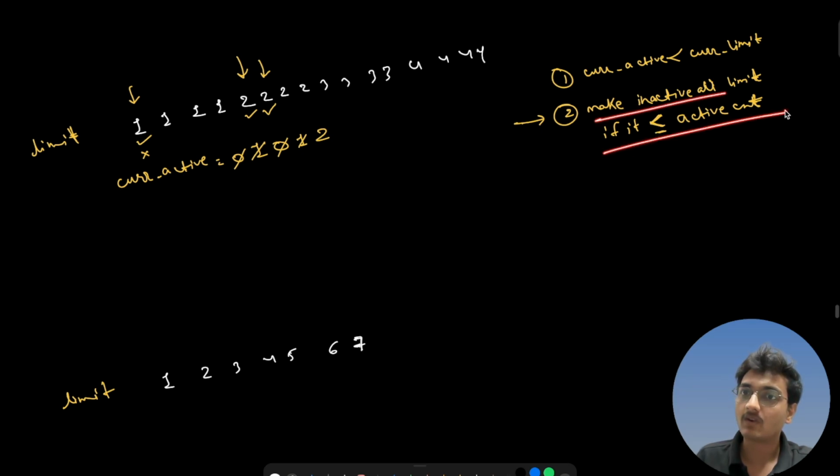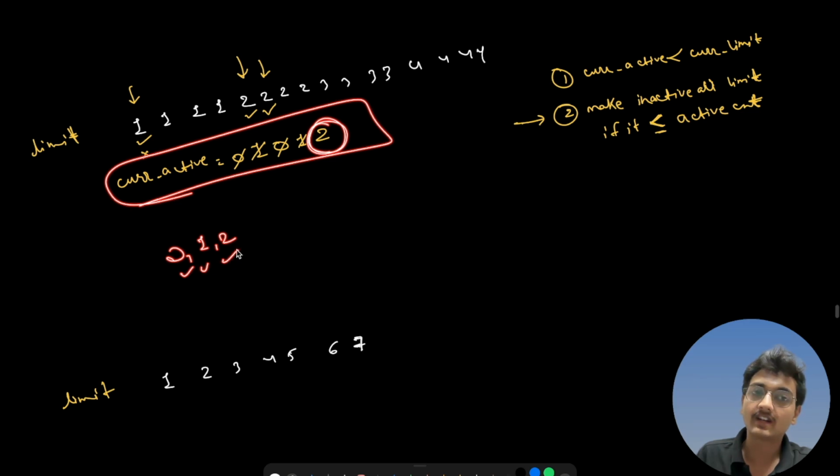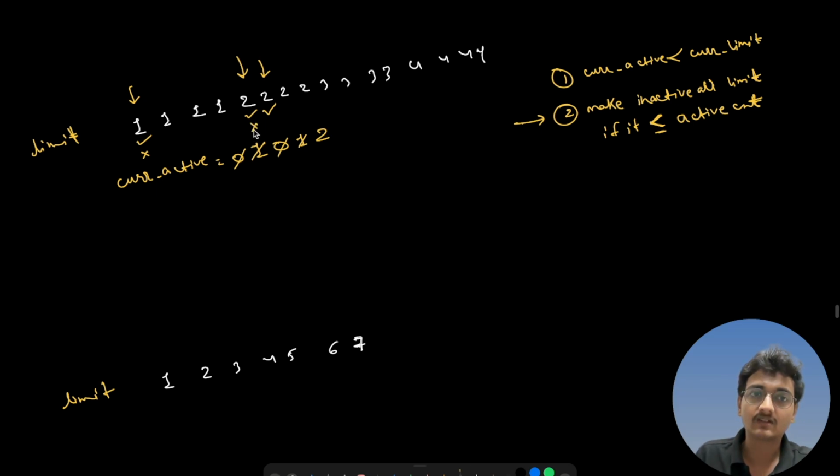Make inactive if limit is less than or equal to active count. So what does it mean? I need to make all the 0, 1 and 2 inactive, because the current active count is telling me that. So this is inactive, inactive, inactive, inactive. This was active, let me make it inactive. This was active, let me make it inactive. This was active, inactive, inactive, inactive.